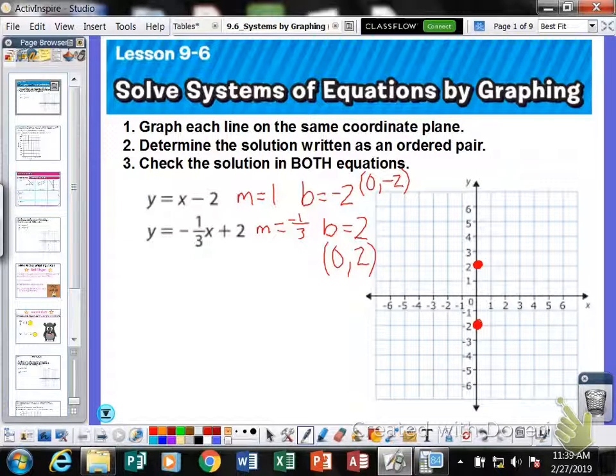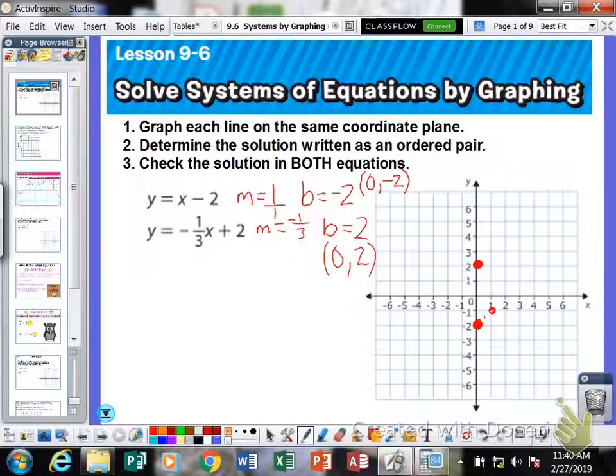Okay, so the first one I want to graph is y equals x minus 2. So I know my slope is 1. If you want to write that as a fraction, we look at it as rise over run. Our rise would be 1, and our run would also be 1. Okay, so I'm at the point 0, negative 2 down here, and I want to go up 1 and to the right 1. So my rise is 1, so I'm going to go up 1 on the y-axis, and then I'm going to go right 1 on my x-axis. That's going to give me a point here.